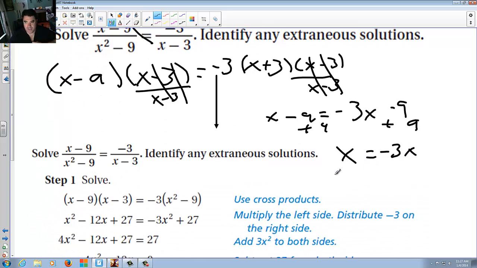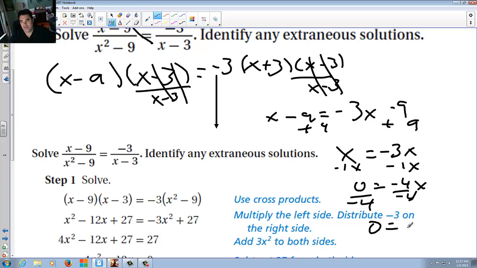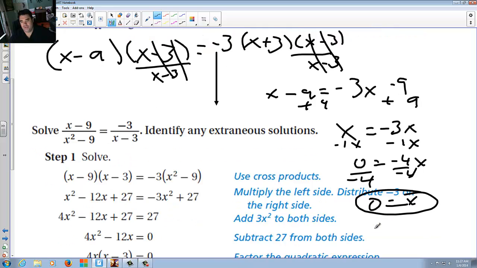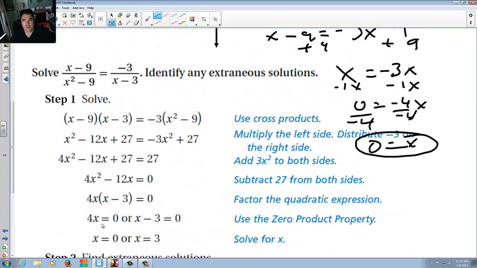Add 1x to both sides. Minus 1x to both sides. Boy, Rhodes, come on, get with it here. Last lesson. 0 equals negative 4x. Divide by negative 4. Notice how 0 equals x. And notice how that's your only answer, which, just like down here, 0 is your answer as well.